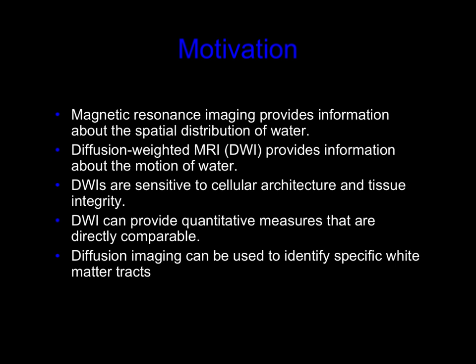This is one of the reasons why we want to look at diffusion images: to be able to say something about this cellular architecture, the microstructure of the tissue. Diffusion-weighted imaging can provide quantitative measures that are directly comparable either between subjects or between different time points. So that's one of the benefits of having a quantitative measure. In addition, diffusion imaging can be used to identify specific bits of white matter that you may want to investigate further or that you think might be different between populations.